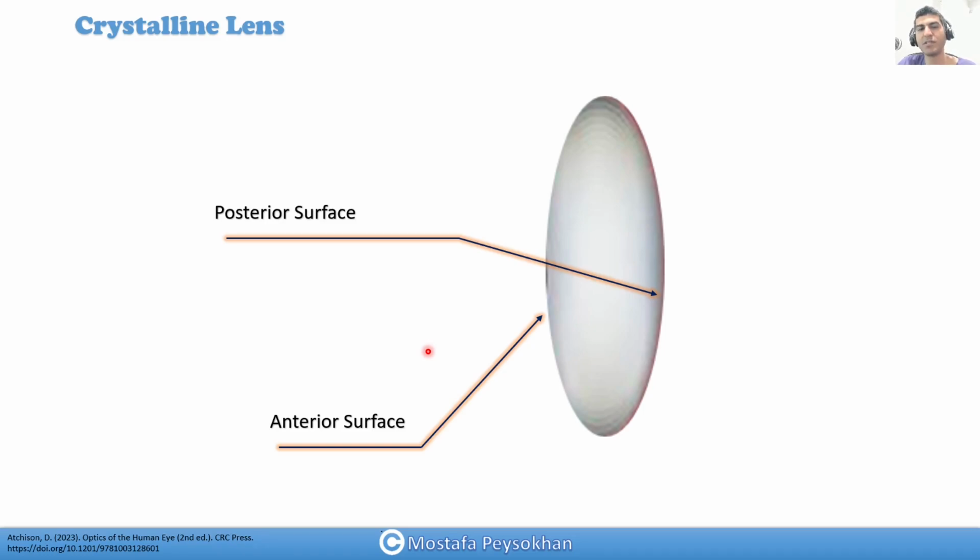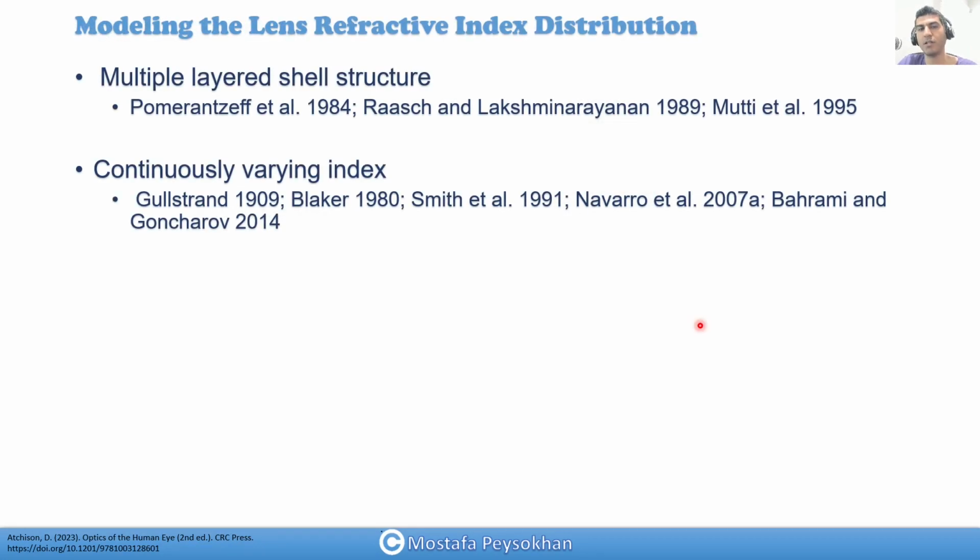But one of the most important models is the gradient refractive index, which means that the refractive index is continuous, but it changes in different directions, in z and y direction. This part of our eye, which we call the lens or crystalline lens, has two important surfaces. The first surface we call the anterior surface, and the second surface, which is the back surface, we call the posterior surface.